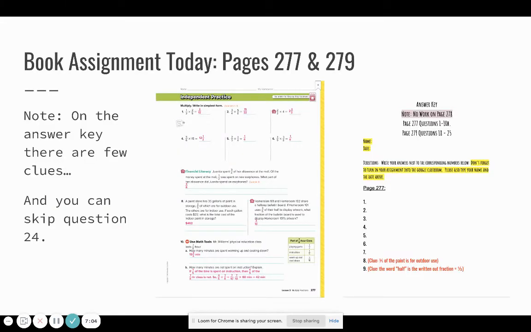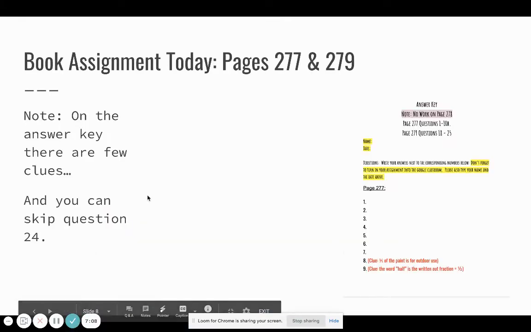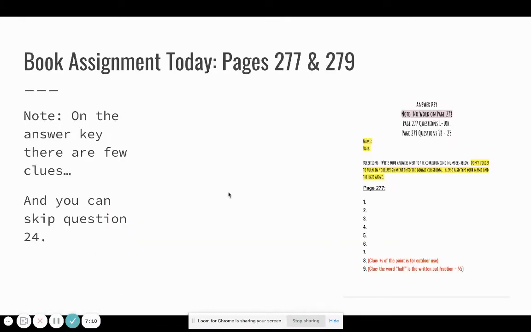All right, guys, don't forget, today is indeed a book day, so you've got pages 277 and 279. Again, look for the clues on the answer key. Skip 24.